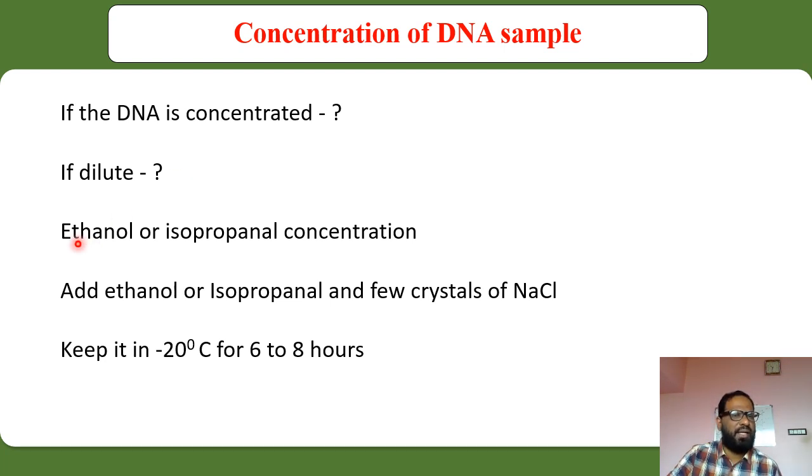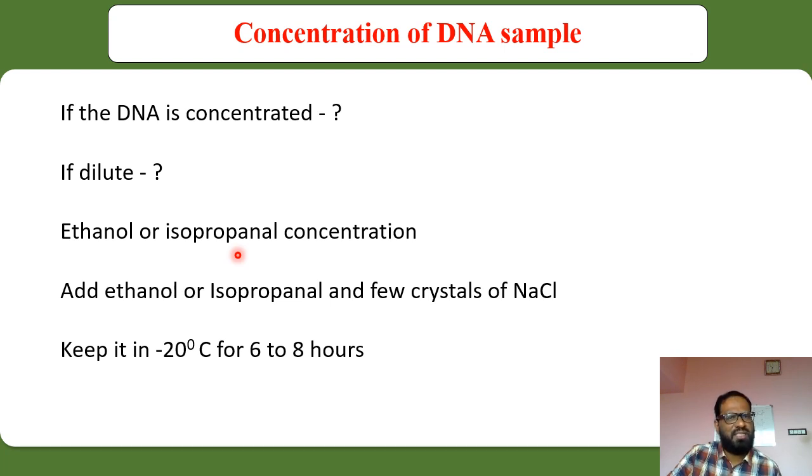Most of the time we use the alcohol called ethanol. Sometimes isopropanol can also be used for the concentration of the DNA molecule. And you have to carry out this ethanol precipitation at minus 20 degrees centigrade, for about 6 to 8 hours. This is the minimum duration of the treatment. And if you prolong it, then it is good actually. You can even keep it for a day or two. If you are in urgency of conducting the rest of the experiment, then you can use it in 6 to 8 hours.